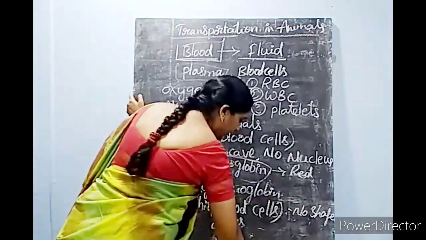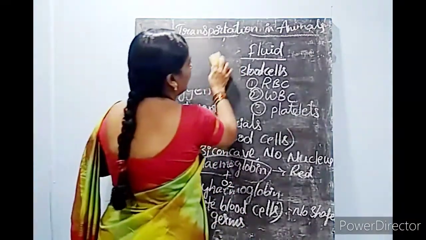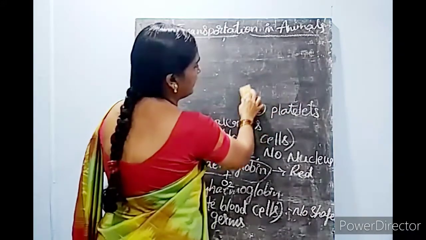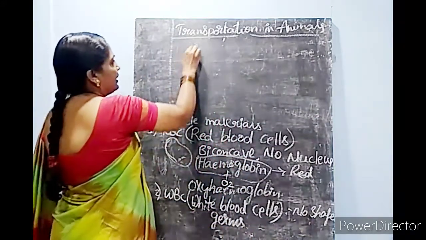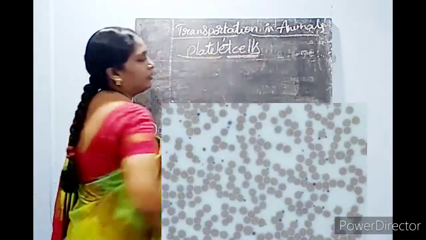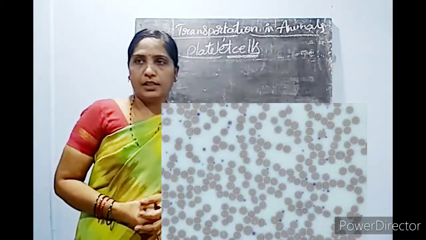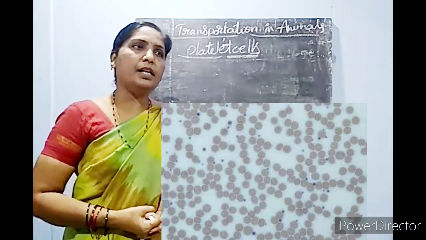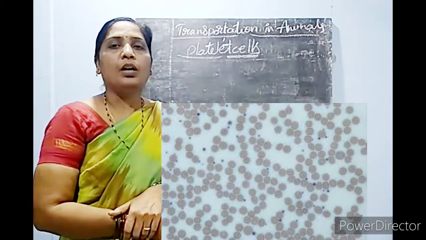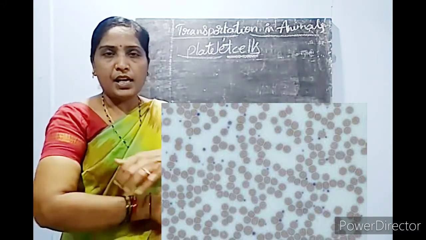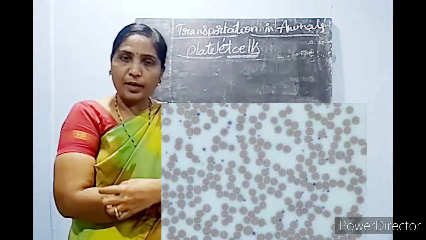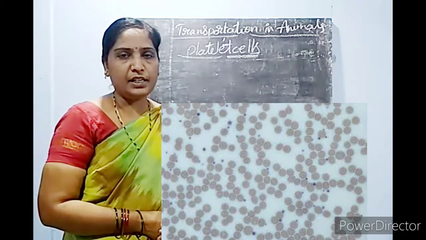And the last cells in blood are platelet cells. What are the functions of the platelet cells? Platelet cells, you might have observed sometimes when you are playing in the ground, or by mistake, if any accident happens to you or a small cut occurs in your body, immediately what comes out from that wound? Yes, the blood comes out from that affected area, right?